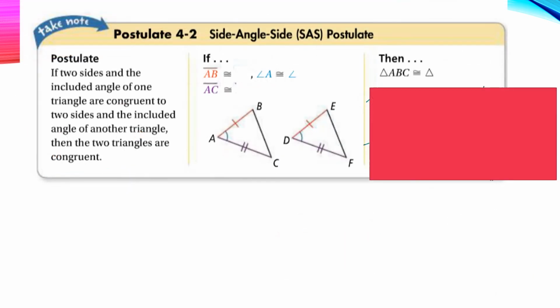Postulate 4-2 is the side angle side postulate. If 2 sides and the included angle of one triangle are congruent to 2 sides and the included angle of another triangle, then the 2 triangles are congruent. So AB is congruent to DE, angle A is congruent to D, and AC is congruent to DF. That means the 2 triangles are congruent.